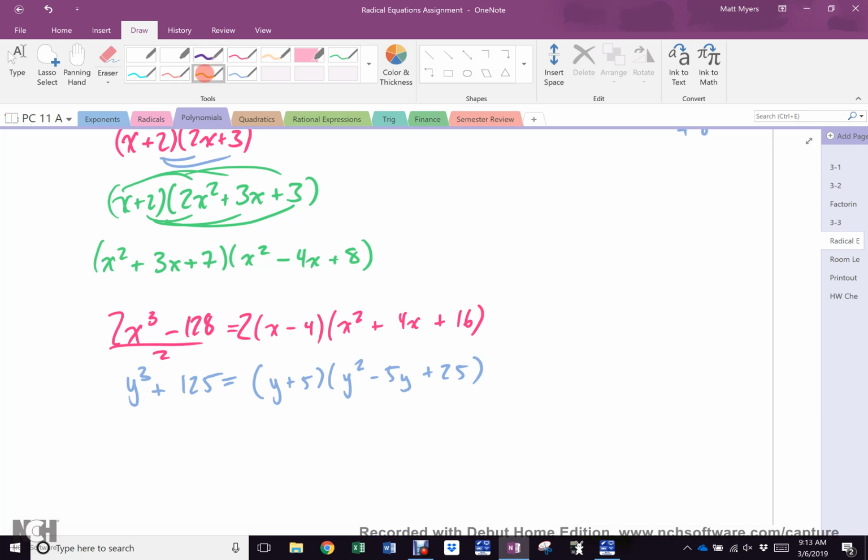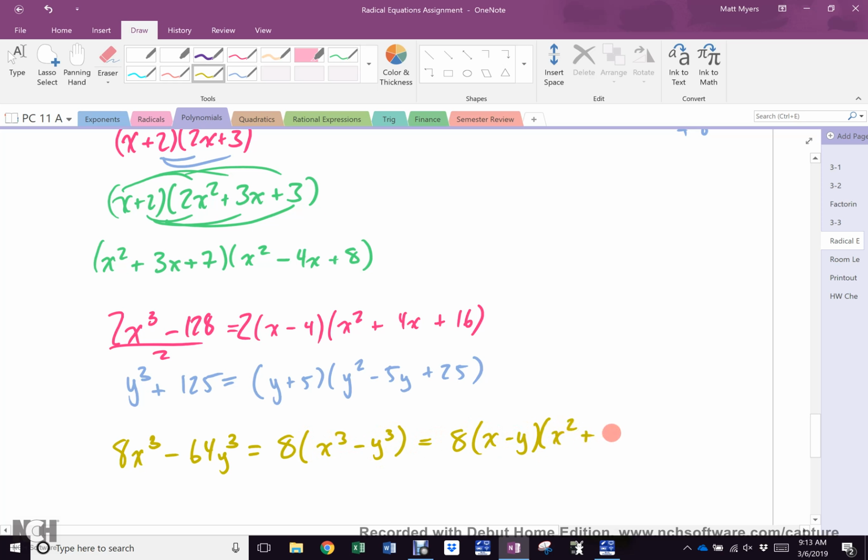What if it was 8x cubed minus 64y cubed? Oh, stop it. What would the first thing you would do be? You'd GCF out an 8. And then I would have x cubed minus y cubed, which would be x minus y, times x squared plus xy plus y squared.